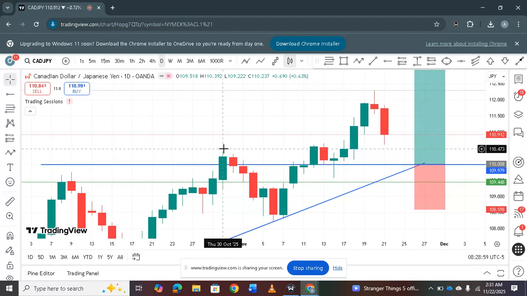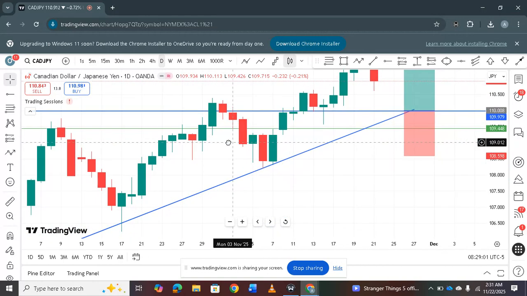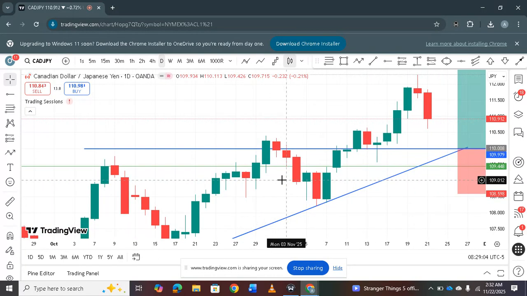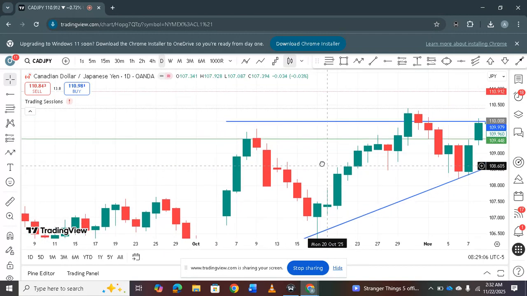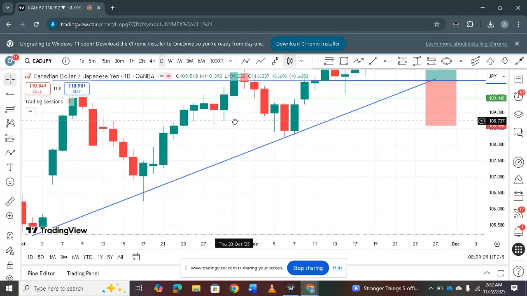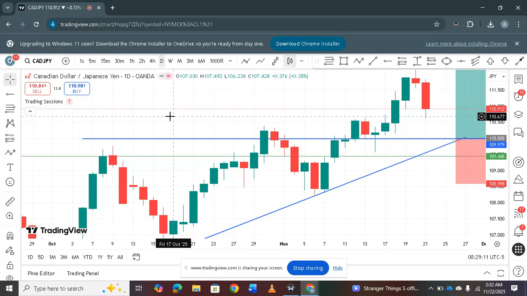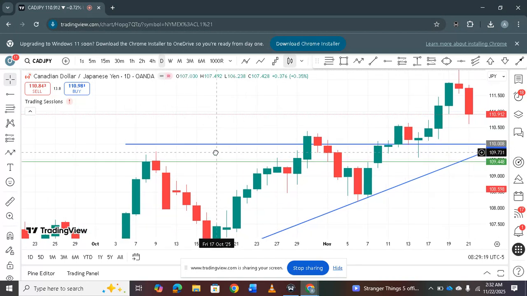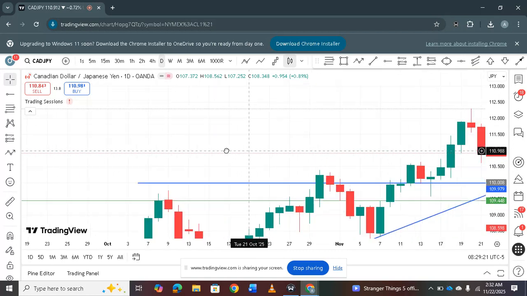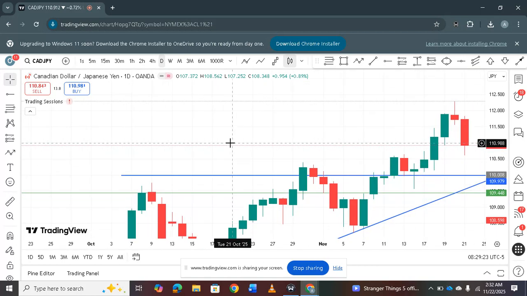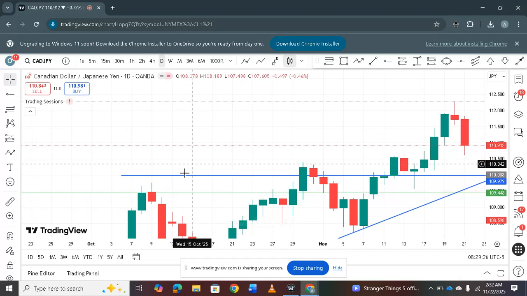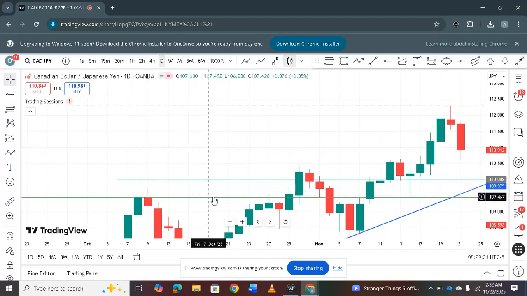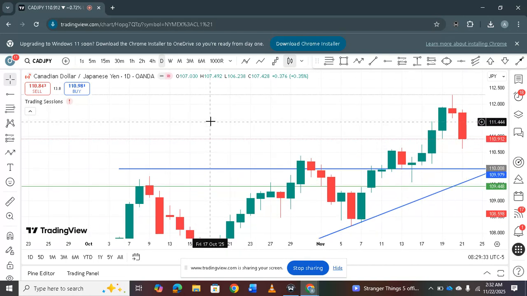This is Canadian dollar, Japanese yen. So Canadian dollar, Japanese yen has been on this whole kind of range for a while now, and it has given us a clear direction of where the market is going. If you understand top-down analysis very well, it's very easy for you to predict the market.